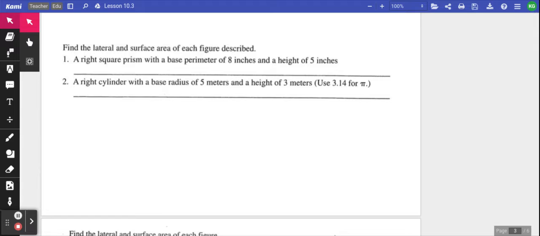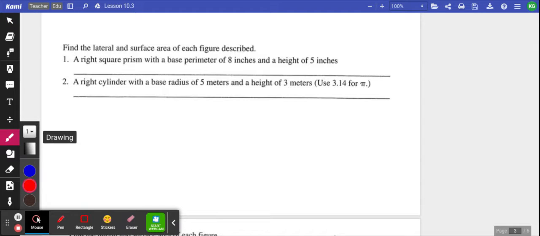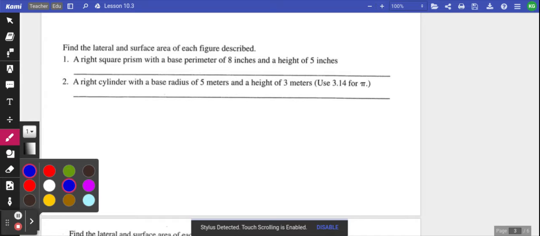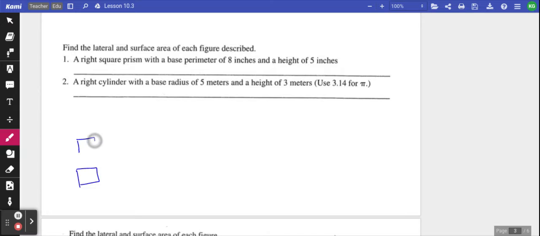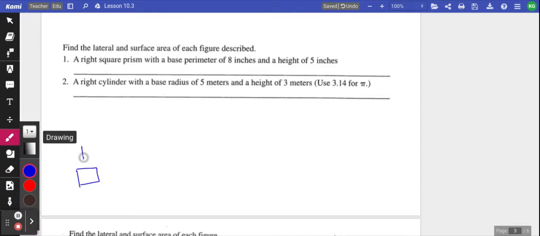Okay, so we're starting with lateral area and surface area of figures described. This is a right square prism. Basically it looks like that, with the base perimeter of 8, which since it's a square means each of these sides is 2, so we know the perimeter is 8. And the height of the prism is 5, so this whole height here is 5. And it wants first the lateral area.